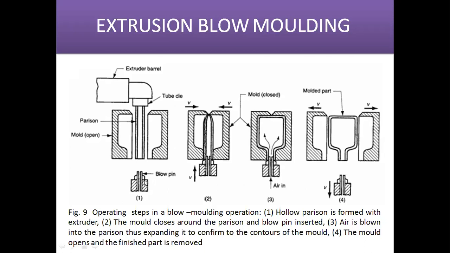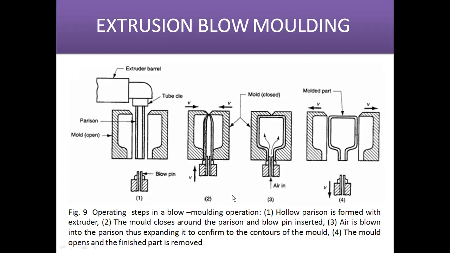and then the mold will be closed, and there is a blow pin. This blow pin will be attached here, and through the blow pin air will be introduced into the mold cavity. So when air is introduced in the mold cavity, the parison takes the shape of the mold cavity. Then after it takes the shape of the mold cavity, the mold opens and we will get the final product.